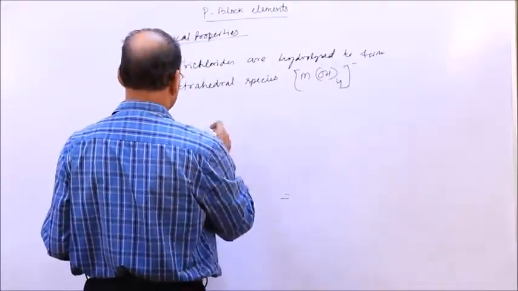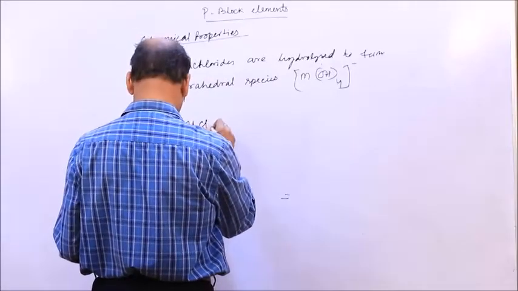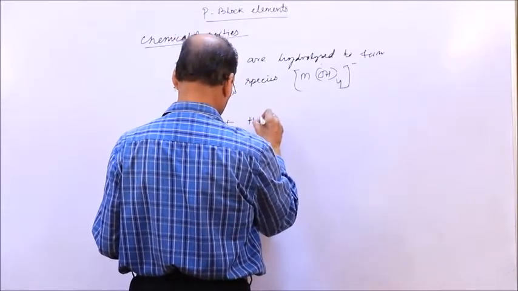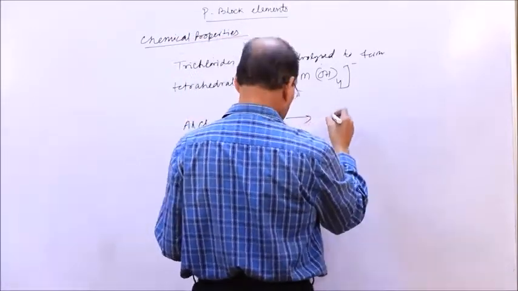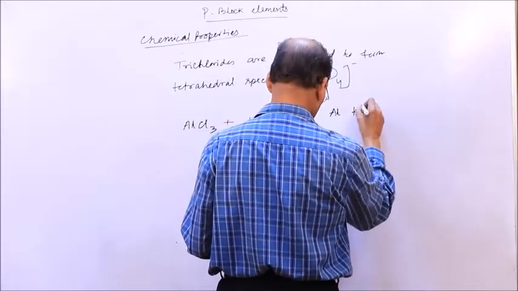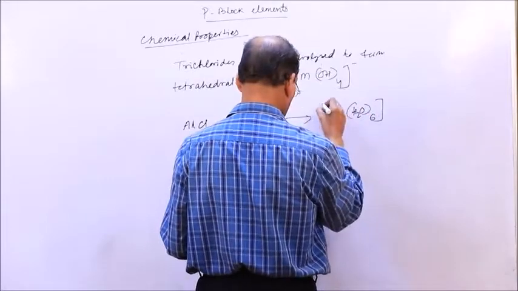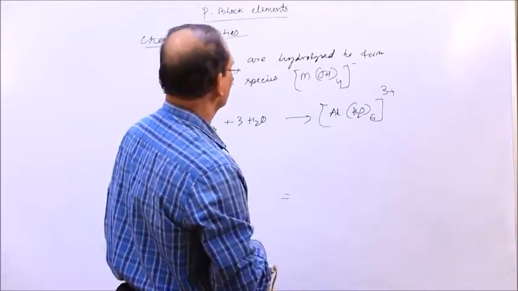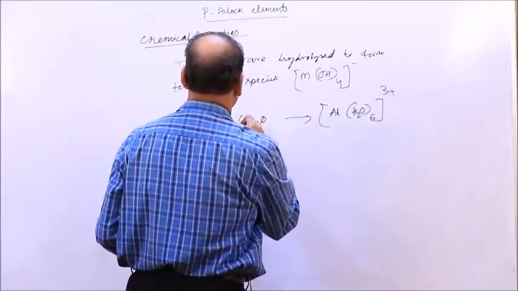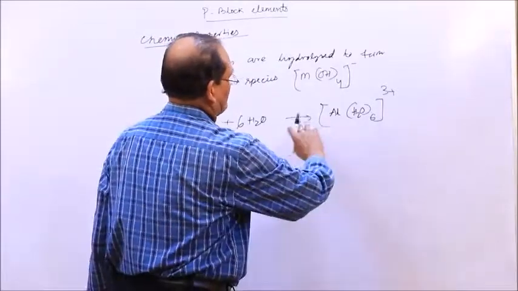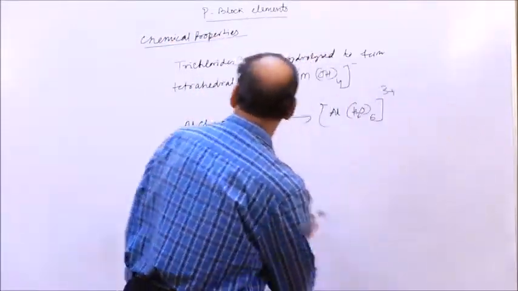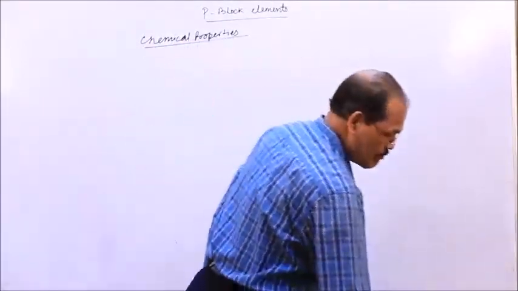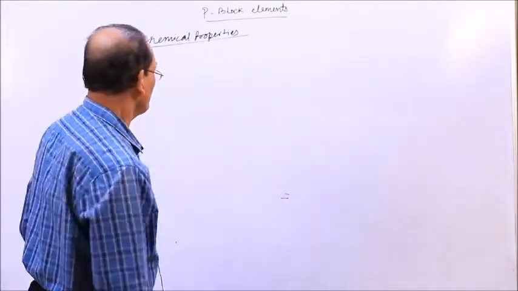Suppose we take aluminum chloride in acidified aqueous solution, it forms the hexaaqua aluminum complex. So, it is a complex hydrolyzed molecule. It forms with the hydrolysis of aluminum trichloride. Aluminum trichloride is also a Lewis acid.